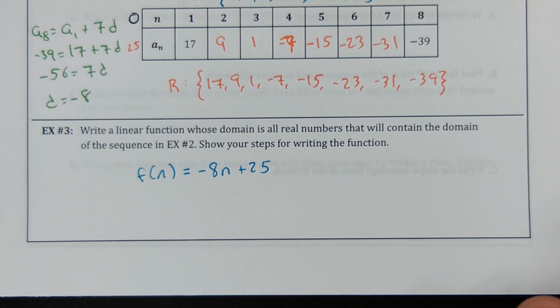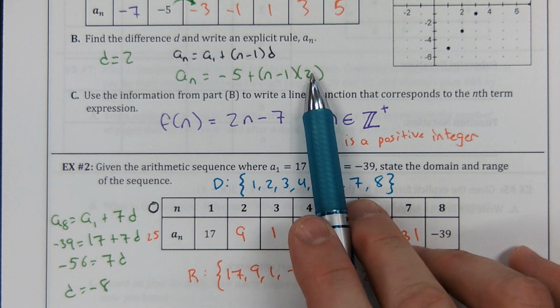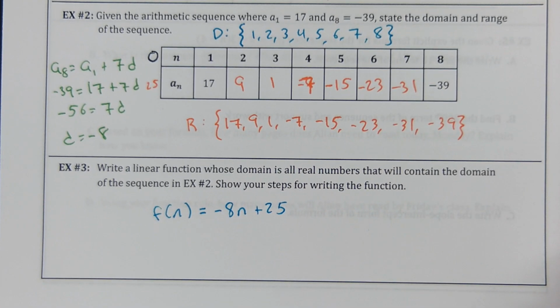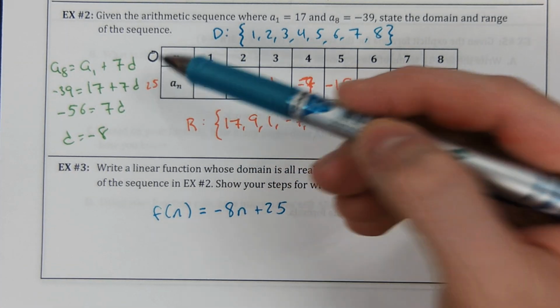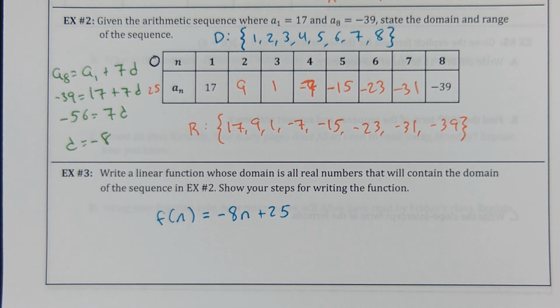There. That's it. It should show your steps. I mean, the only steps that we could have shown was if we had chosen to write it like this and then distribute the common difference and combine like terms. As far as I'm concerned, this was our showing our steps. You guys cool with that idea? You're not cool with that?